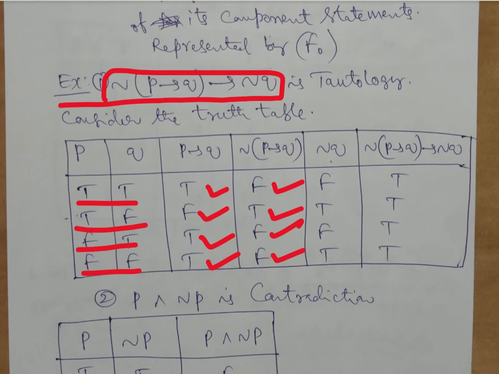Now what is next is negation Q. So Q is T, negation Q will be false. Q is F, negation Q will be T. Q is T, negation Q is false. Q is F and its corresponding negation is T.